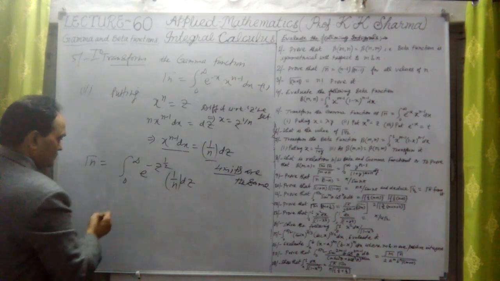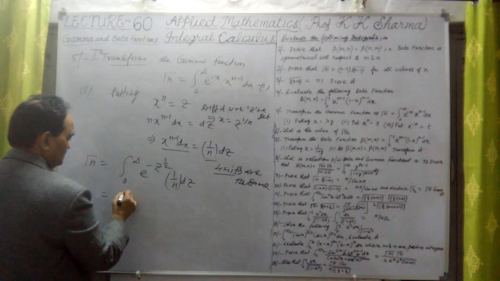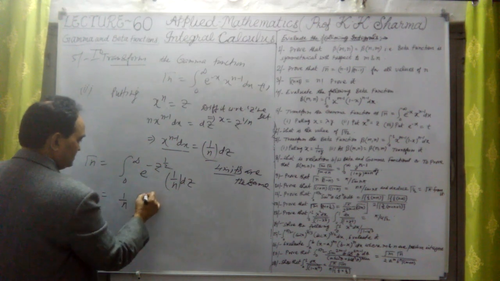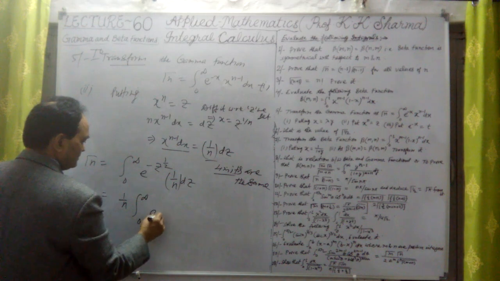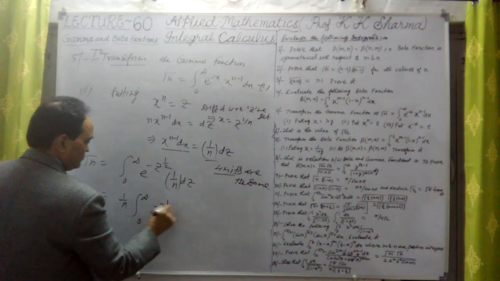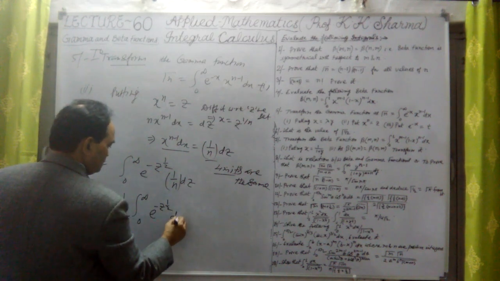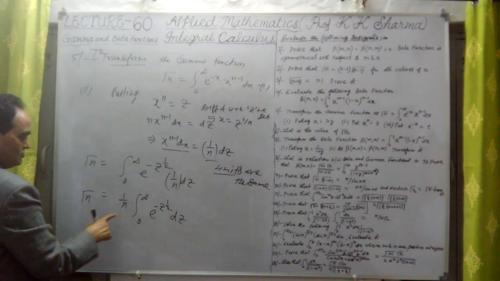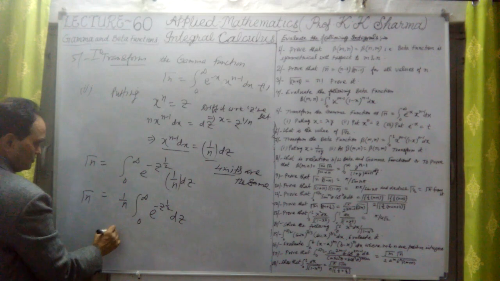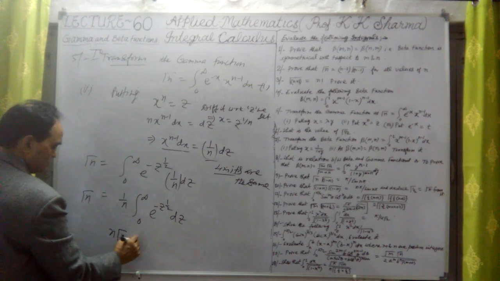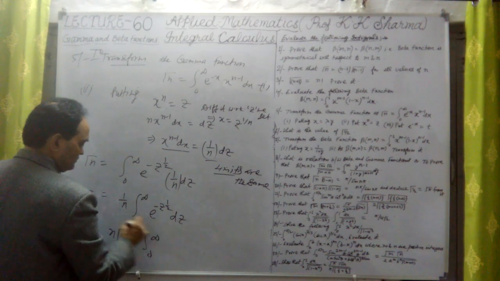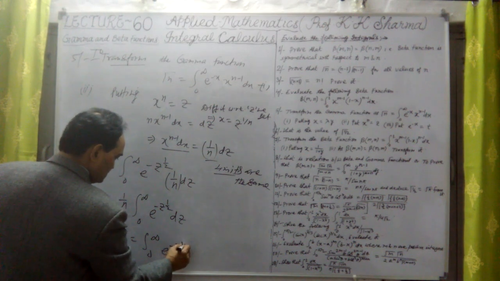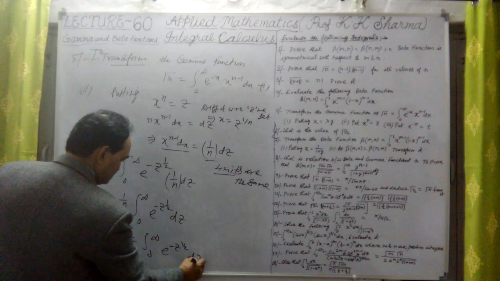So what do we get? This is 1 upon n, which I take out of the integral sign. The integral from 0 to infinity of e to the power minus z whole power 1 upon n into dz, and this is gamma n. We can take n to this side. It is nothing but n into gamma n equal to the integral from 0 to infinity of e to the power minus z whole power 1 upon n into dz.